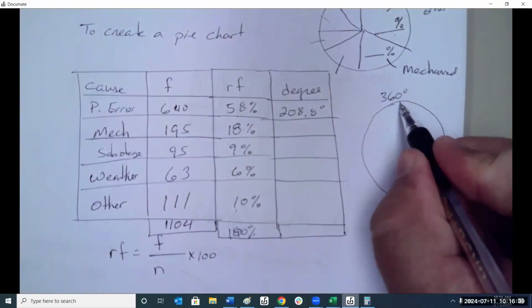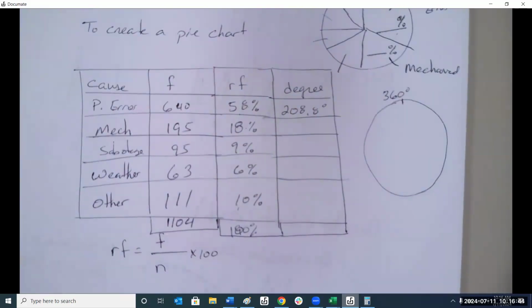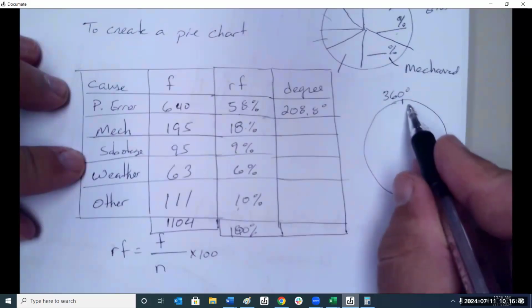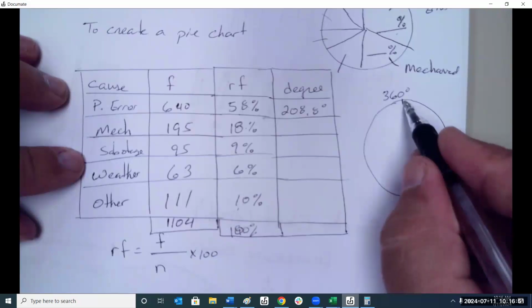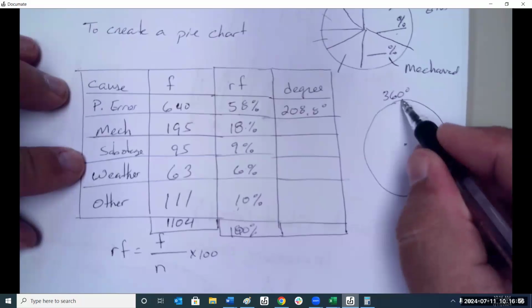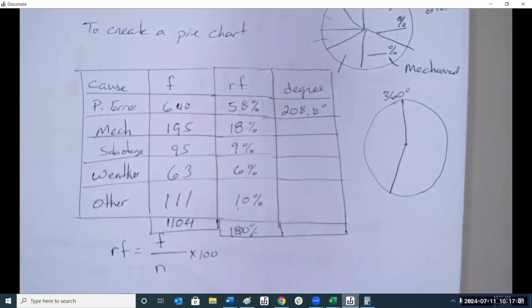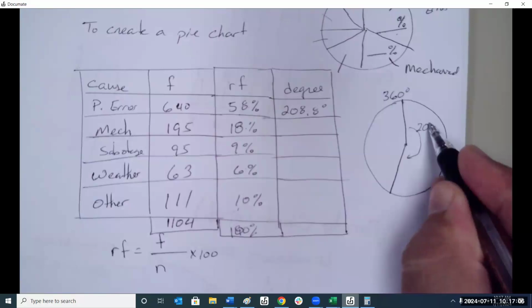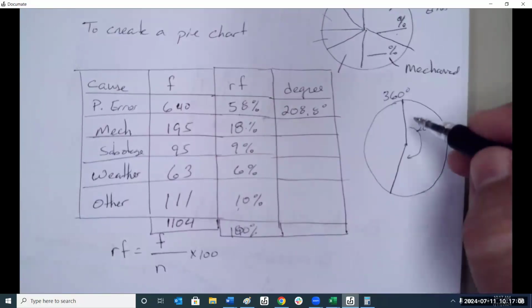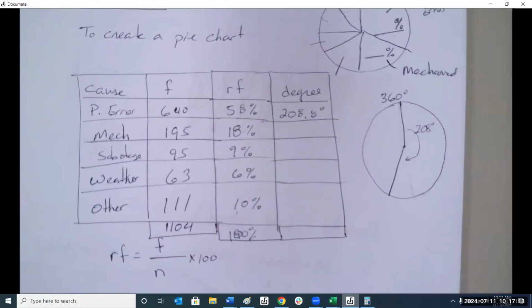So what we would do, we'd start at one point. We'd have to have a compass if we do it by hand. We know 90 degrees is this, 180 is down here. So it's roughly about that much. Because from here to here is roughly about 208 degrees. Because 180 is straight down, plus a couple more.